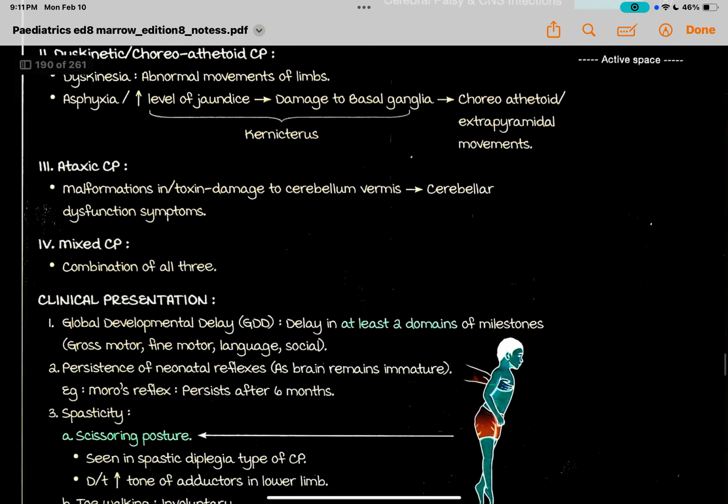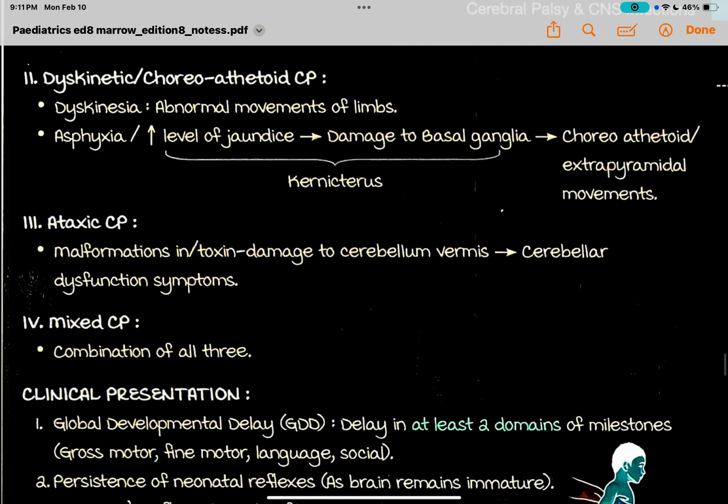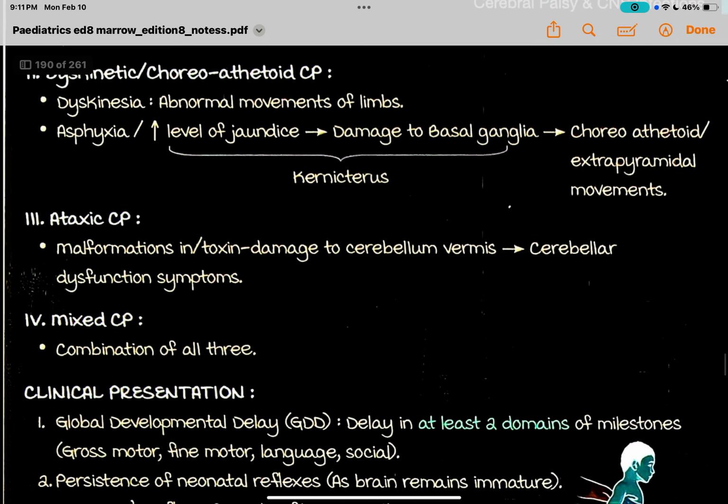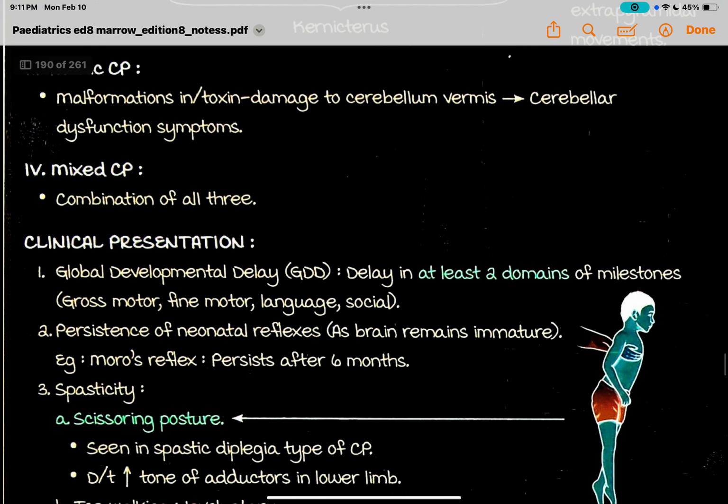In dyskinetic choreoathetoid cerebral palsy, dyskinesia, abnormal movements of the limbs; asphyxia, increased level of jaundice, damage to basal ganglia, causes kernicterus; choreoathetoid, extrapyramidal movements. Ataxic cerebral palsy: malformation and toxic damage to cerebellar vermis, cerebellar dysfunction symptoms.